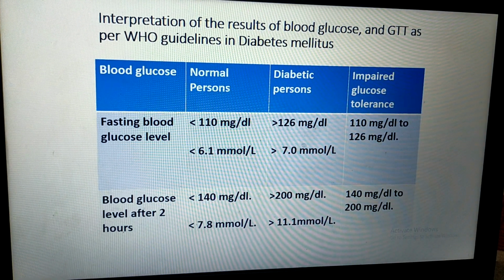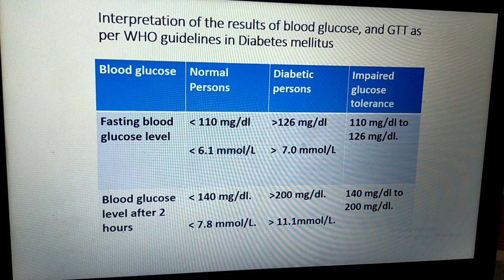For this purpose you have to see this chart. Here WHO has given guidelines for the diagnosis of diabetes mellitus. If you see this chart, fasting blood glucose is less than 110 milligram per deciliter in a normal person, but if it increases above 126 milligram per deciliter, then we call him a diabetic person.